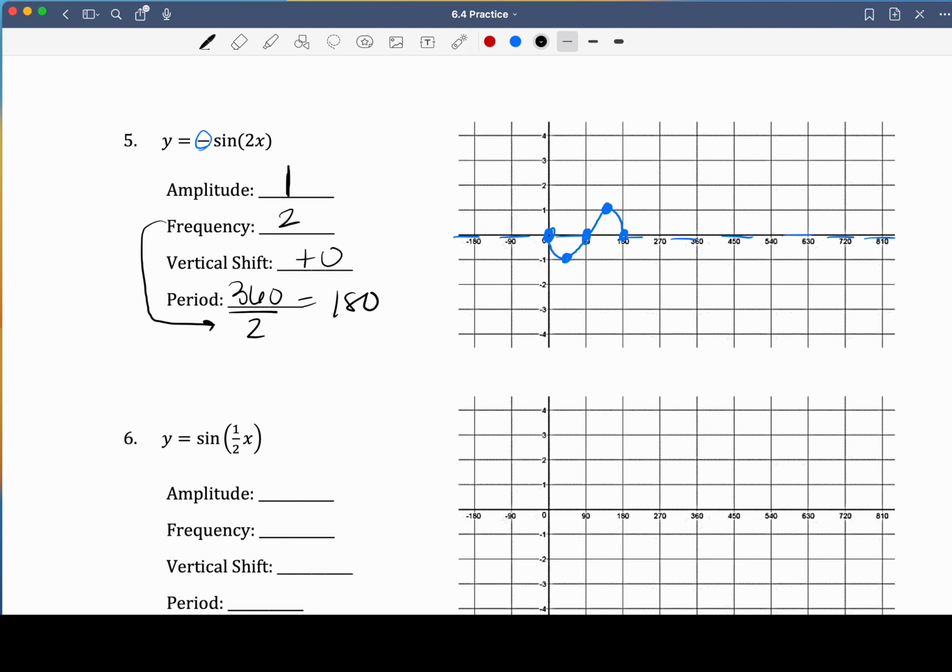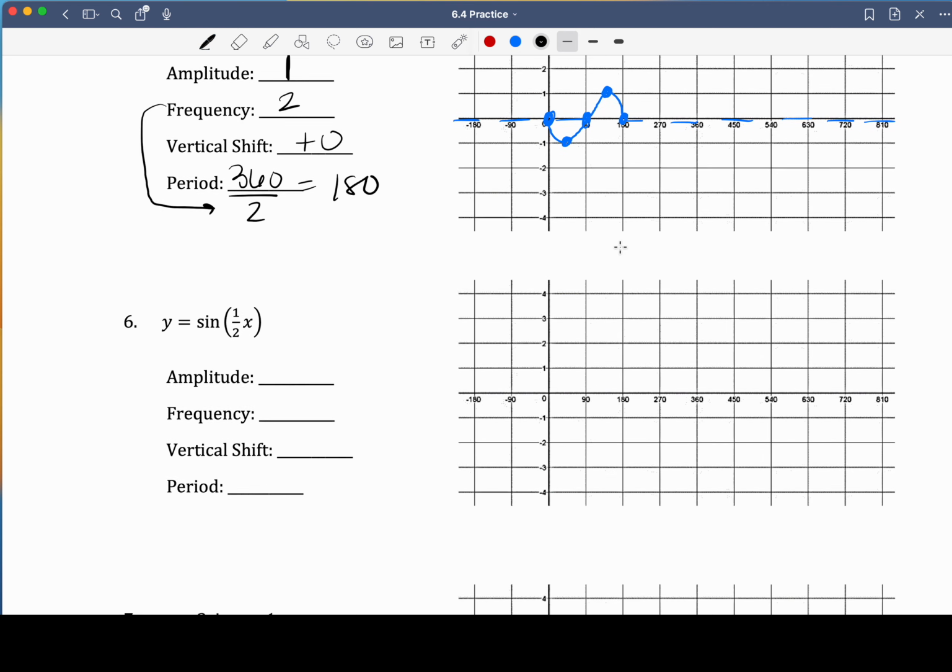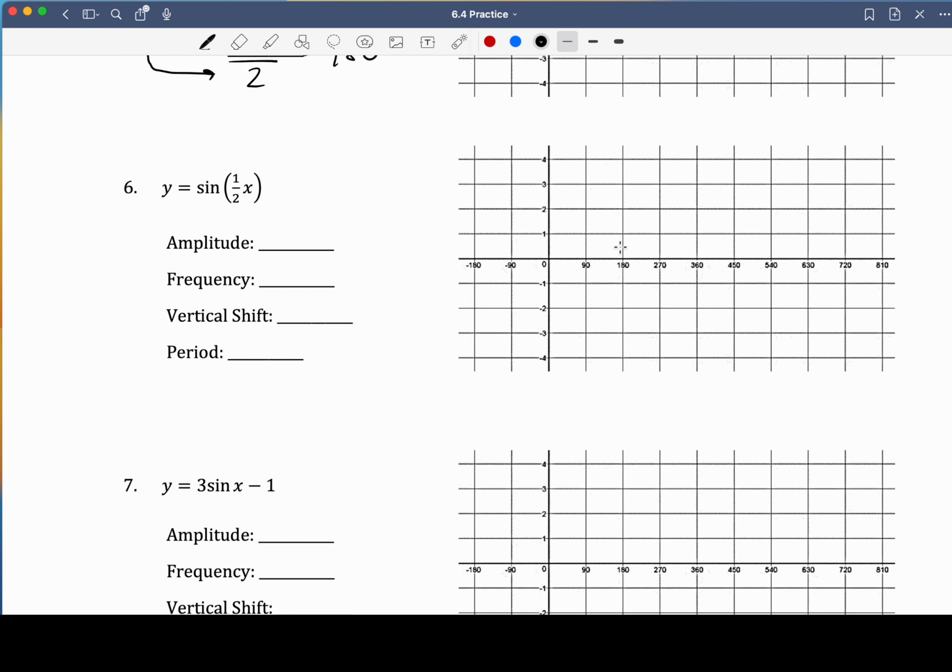So now I'm going to move this up so we can see it here. And so we're going to go through it. Our amplitude is still 1 here. Our frequency now is 1/2. And then our vertical shift is plus 0.